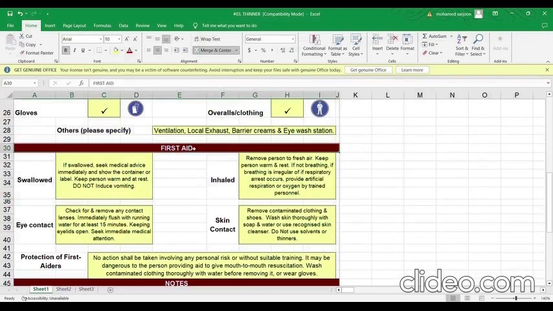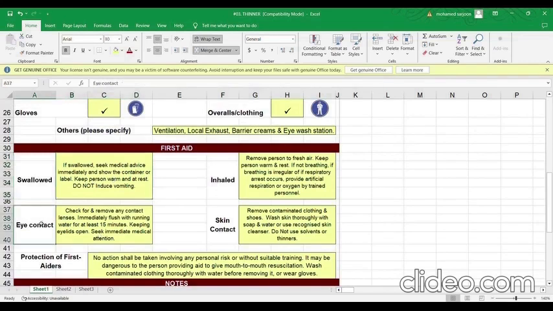Other first aid measures are to be followed as per the MSDS. In case of swallowing, seek medical advice immediately and show the container and label to the doctor for an understanding of the chemical and the first aid method or measures to be applied as per the manufacturer.